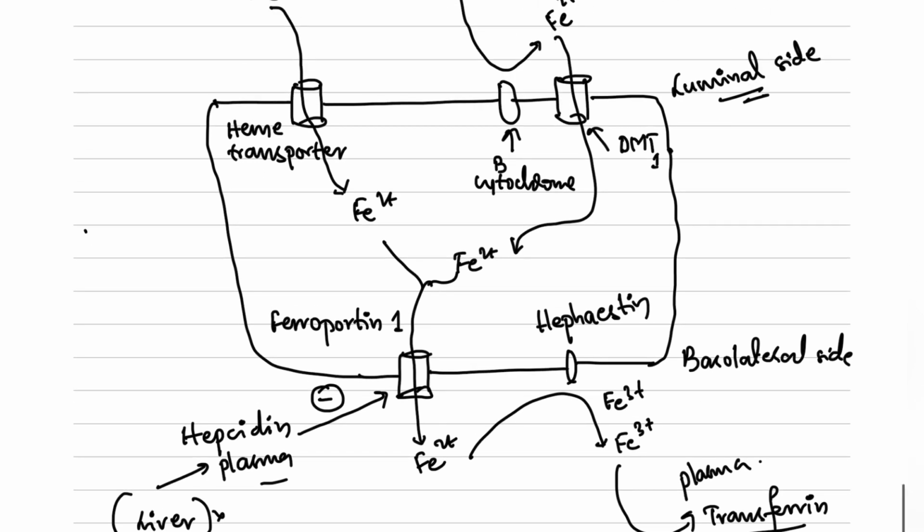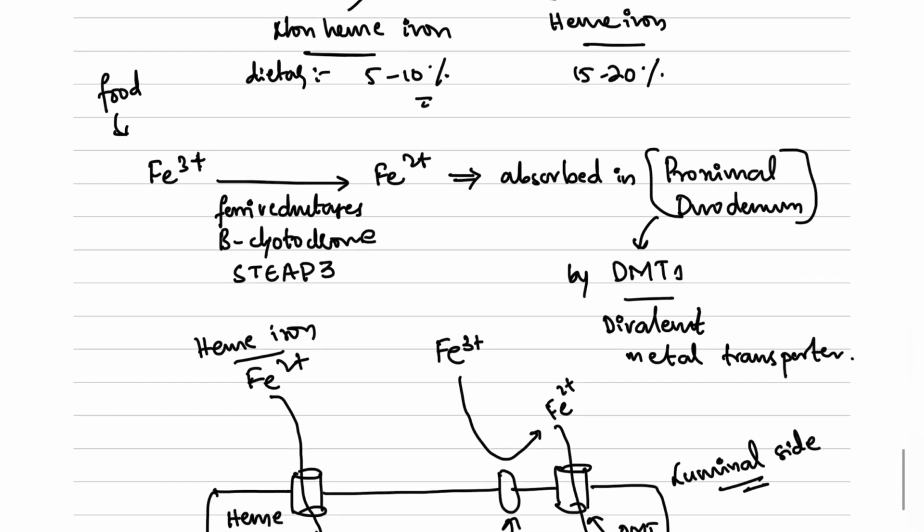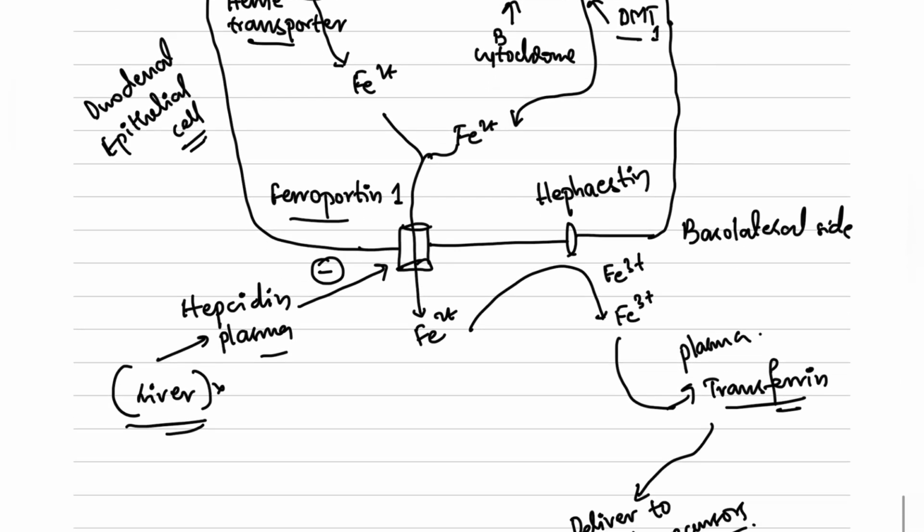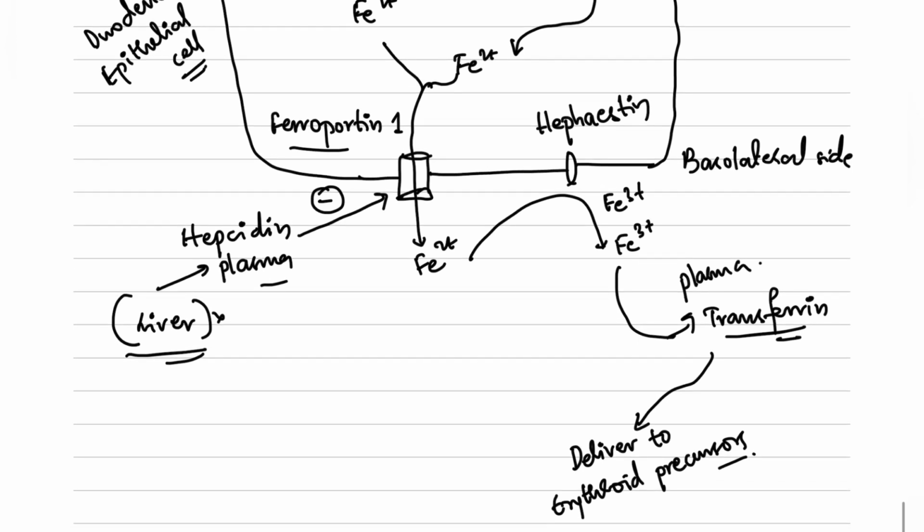What is this cell? This is the duodenal mucosal or epithelial cell, you can call it. Duodenal epithelial cell. We need to know the heme transporter, the DMT1, the ferroportin, and the B cytochrome is less likely to be asked. Okay, this is all the major absorption of the iron that you need to understand. Now let's understand a little bit of how it is majorly monitored. Okay, now we have the liver.